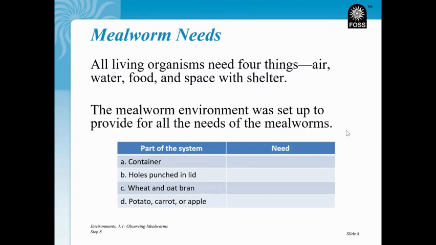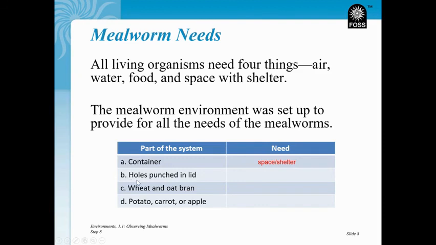Mealworm needs. You may have learned that all living organisms need 4 things: air, water, food, and a space with shelter. The mealworm environment was set up to provide for all the needs of the mealworms. If we were in class, you would be doing this. We would have a container, holes punched in the lid, wheat and oat bran, potato, carrot, or pieces of apple. What type of need is a container? The container provides a space with shelter.